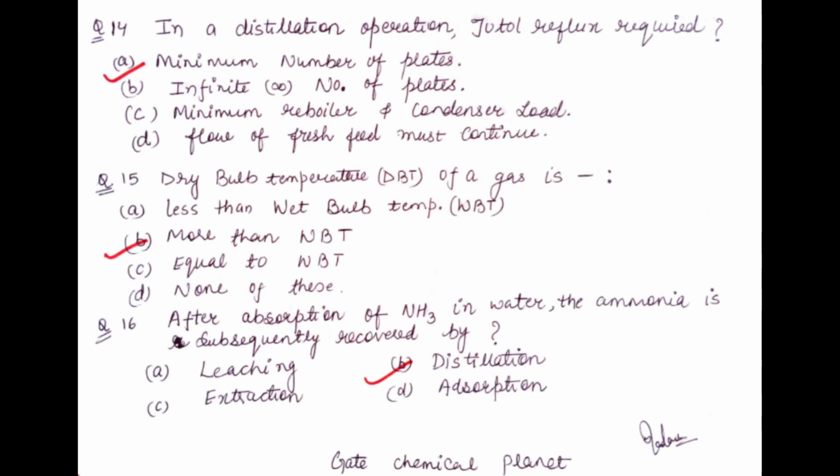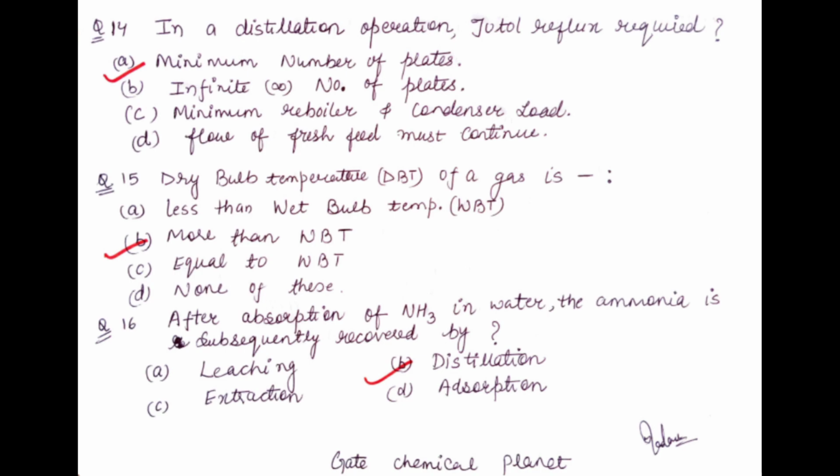So here question number 14 is: in a distillation operation, the total reflux requires what? So four options are given and the correct option is minimum number of plates. Other options are infinite number of plates, minimum reboiler and condenser load, and flow of fresh feed must continue. So for total reflux condition in a distillation column, the minimum number of plates is required. So the correct answer is A.